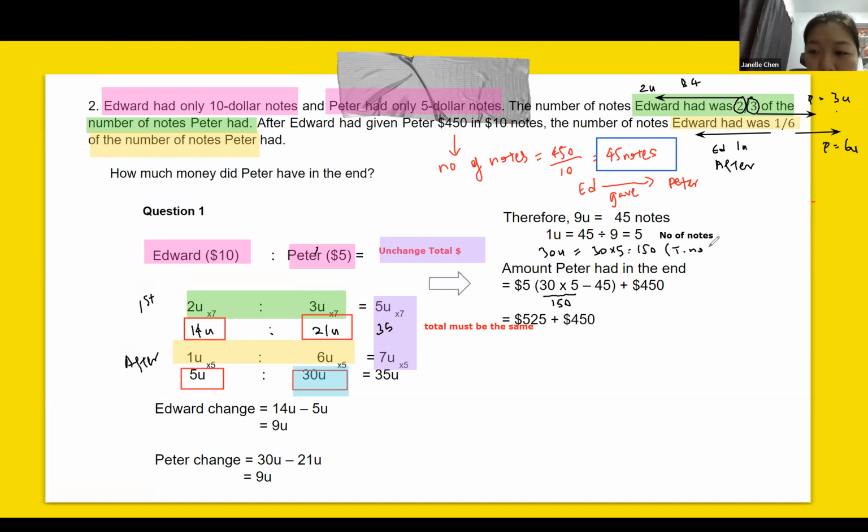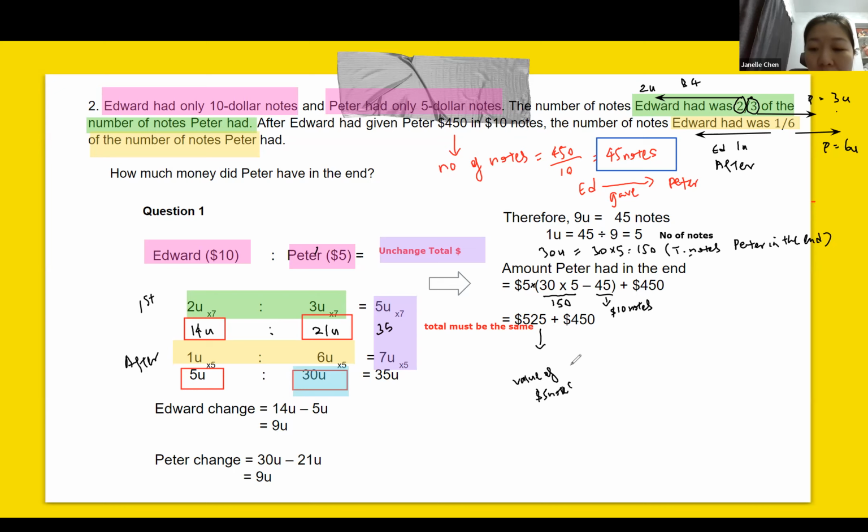Total notes that Peter actually has in the end is equal to 150, which is this part here, minus 45. This is equal to the $10 notes. So we minus away all the $10 notes and then we times $5, because we want to find the value of the $5 notes.